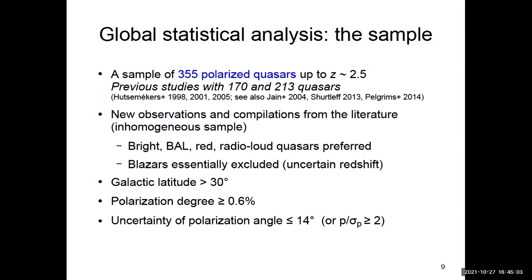Some quasars were preferred, bright ones, just for observational reasons: broad absorption line, red and radio-loud quasars, because usually they are more polarized. Blazars were excluded because the polarization is variable and the redshift is uncertain. Only objects at high galactic latitude were considered, to minimize the effect of interstellar polarization. And we only consider polarization degree higher than 0.6%, also for the same reason. And finally, we put a cut on the quality of the data set, an uncertainty of the polarization angle lower than 14 degrees, which corresponds to 2 sigma on the polarization degree.